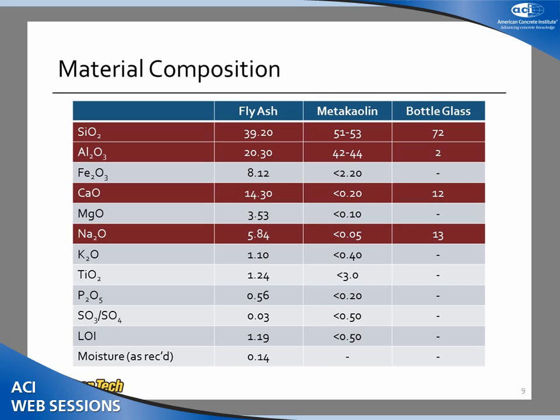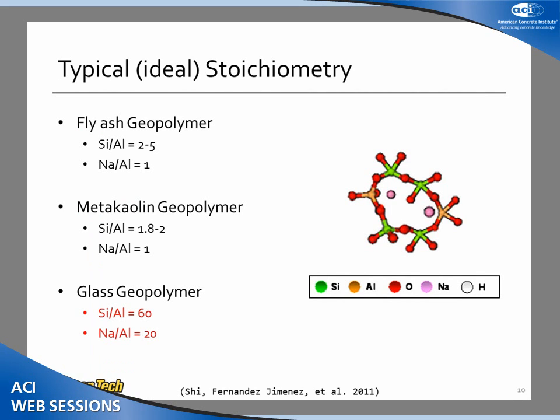So these are the materials that I actually used in this study. This is a Class C fly ash, with a pretty typical composition. It has a high alkali content there. But if you compare that to bottle glass or typical soda-lime glass, you can see right away that there's a higher silica content and a much, much lower alumina content. And as I said, silica and alumina are both important, and I'll talk about that in a second. So that's sort of the point of my research here. So why is alumina important?